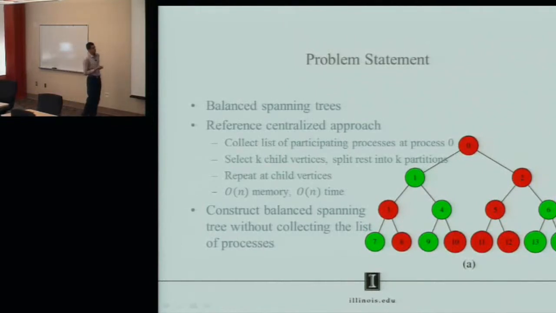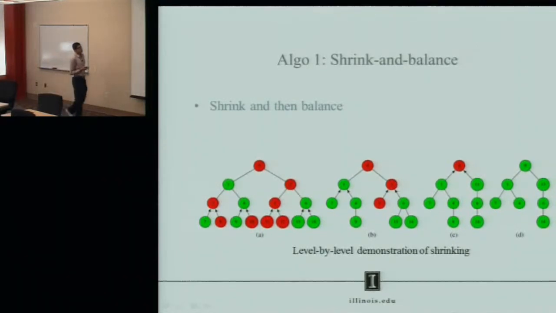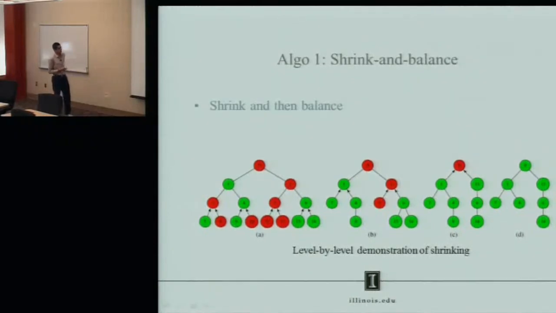So the problem that we are trying to solve is to construct these balanced spanning trees without collecting the list of processes. The first algorithm that we developed is shrink and balance. In the centralized approach, what we were doing was just collecting the list of participating processes and putting them all together at process 0. We do not want to do that because that takes order n memory. So rather than collecting, we use that information during the upward pass to do something. What we are trying to do here is exclude the non-participating processes from this spanning tree and just have the participating processes.